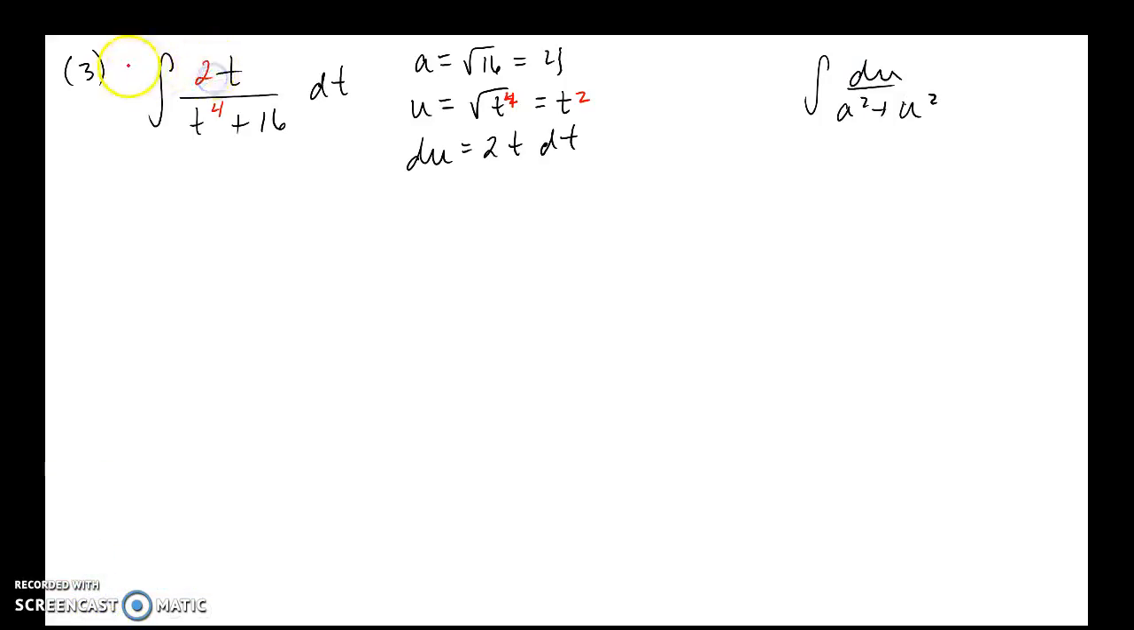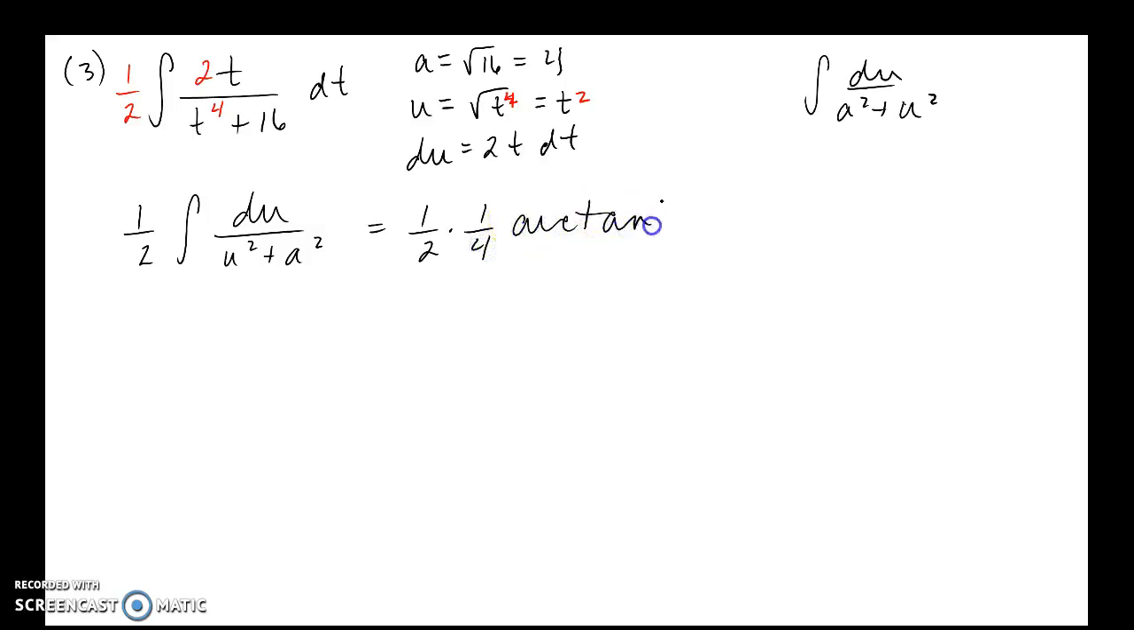So 2t, I bring my 1/2 out front. So 1/2 antiderivative of du divided by u squared plus a squared. So that'll be 1/2 times 1 over a arctan of u over a plus c. Multiplying my coefficients.